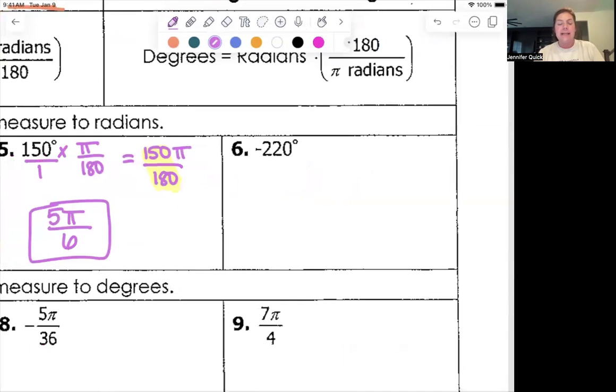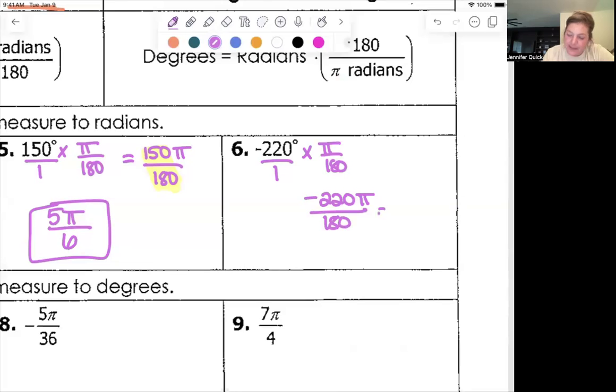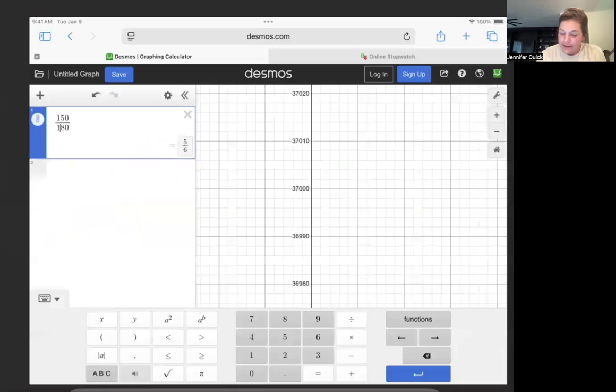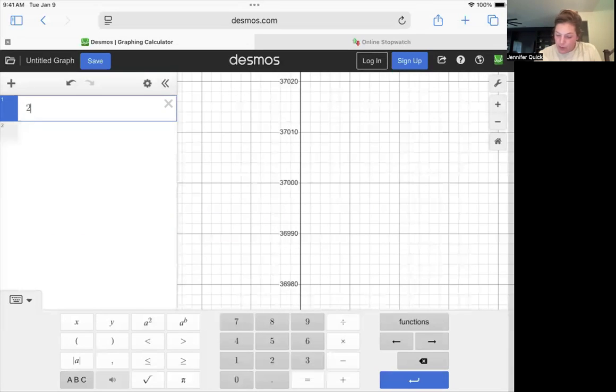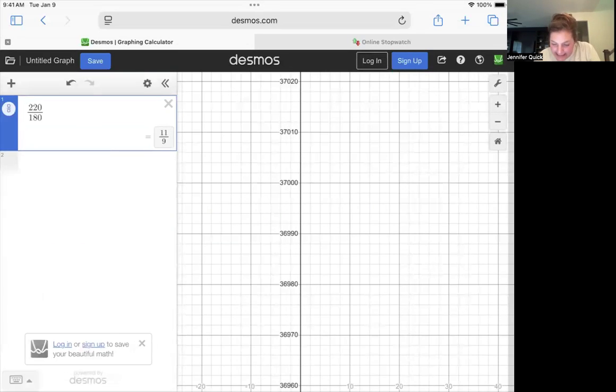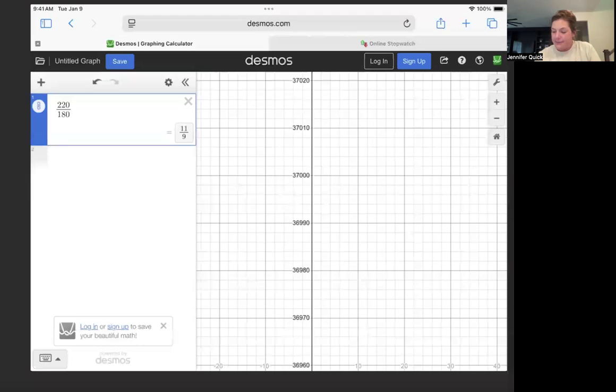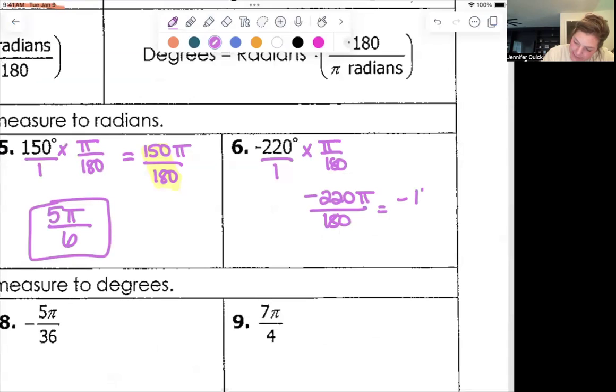Perfect. Next, negative 220. So again, timesing it by pi over 180. This is going to be negative. That doesn't change what I'm using to convert. It just makes my answer negative. So negative 220 pi over 180. Again, we're not plugging pi into our calculator. We are simply doing 220 over 180. And again, that is negative. So it'd be 11 pi over 9, but it'd be negative 11 pi over 9. And you always want to reduce it because we are eventually going to need it reduced.